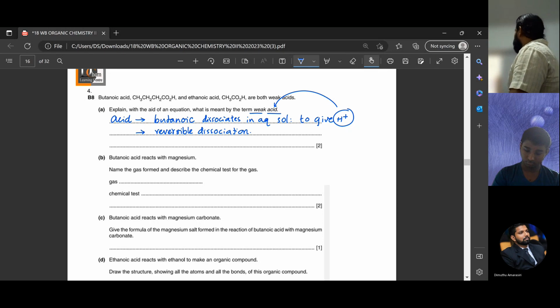Butanoic acid dissociates reversibly to produce H plus ions. 2 marks.